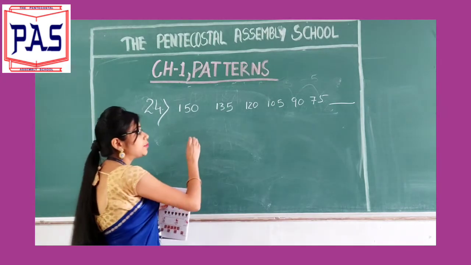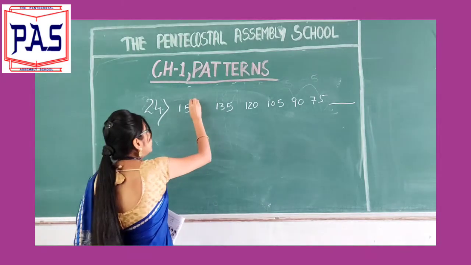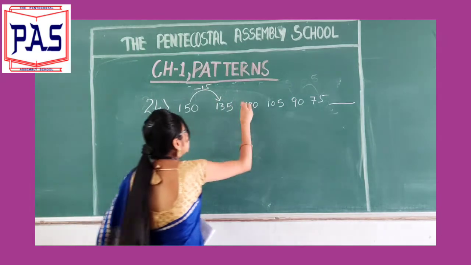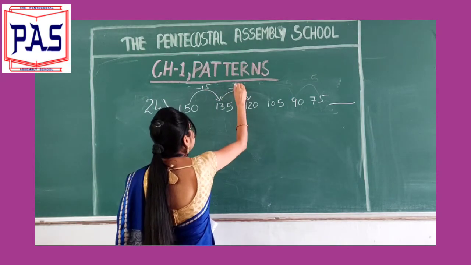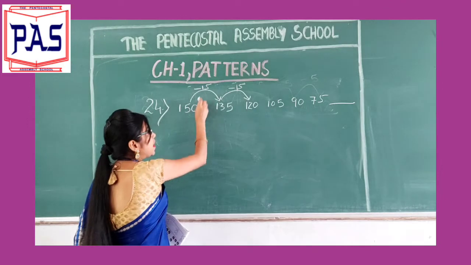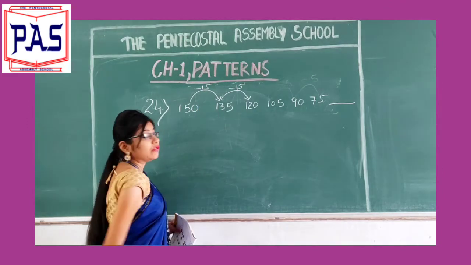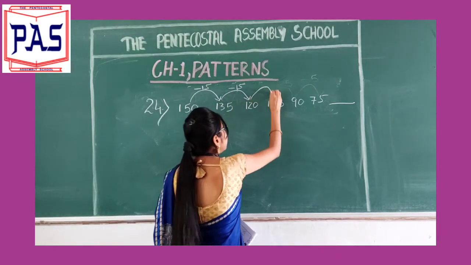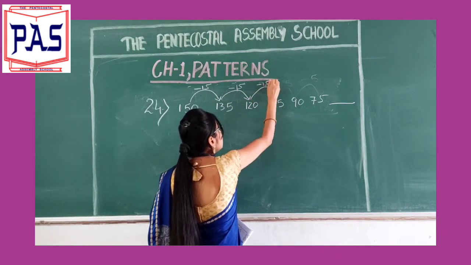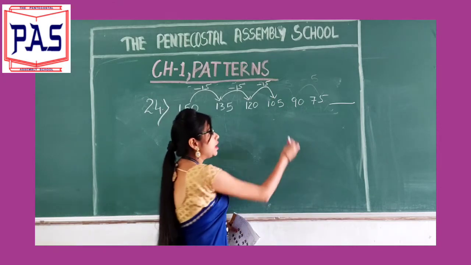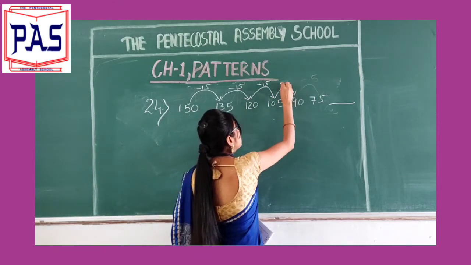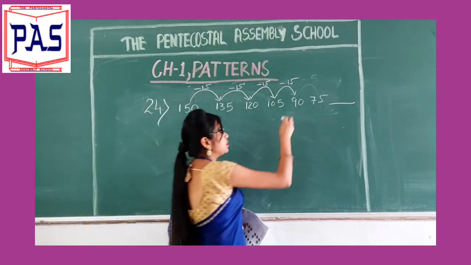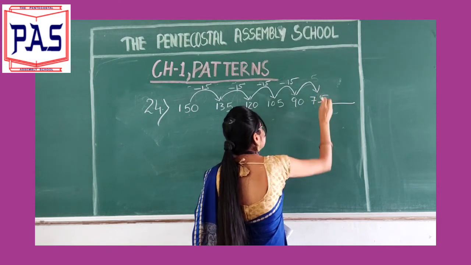And what is the difference between each number? From the first to the second, there is a difference of 15. Again, there is a difference of 15. 150 minus 15 is equal to 135. 135 minus 15 is equal to 120. 120 minus 15 is equal to 105. 105 minus 15 is equal to 90. So, you will follow the same pattern to find your desired answer.